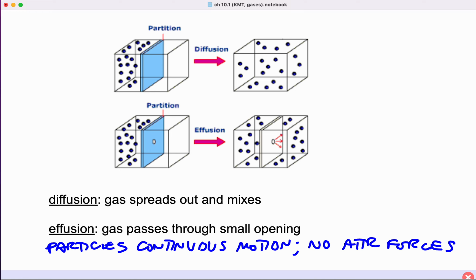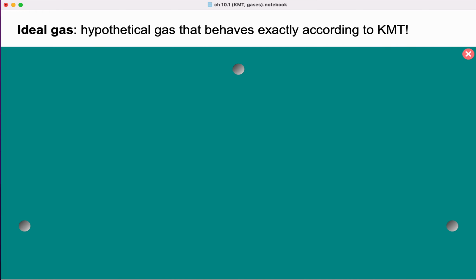Now, all of this leads to the concept of what is called an ideal gas. An ideal gas is defined as a hypothetical gas that behaves exactly according to all parts of the kinetic molecular theory. So everything the kinetic molecular theory says about a gas, that is, that the particles actually have a volume of 0, that there are actually no attractive forces between the particles, and so on, that's what an ideal gas does.